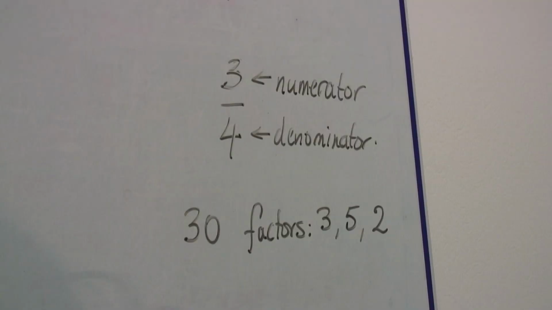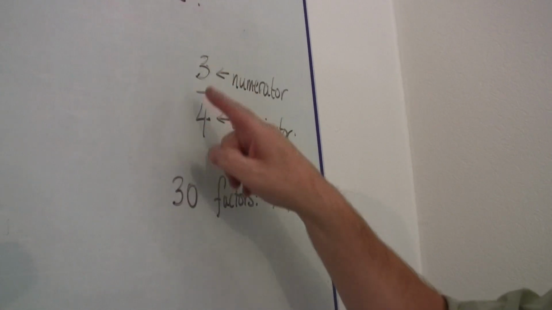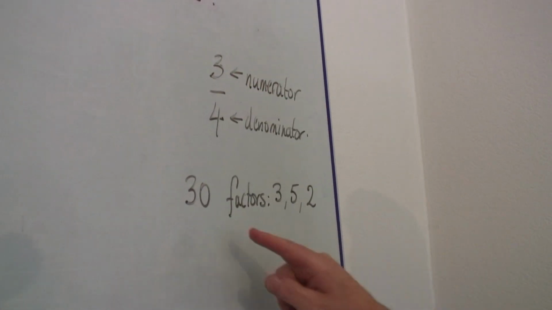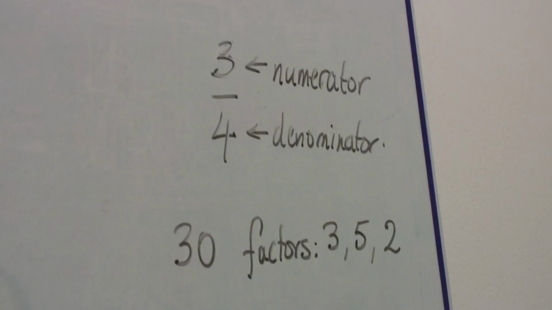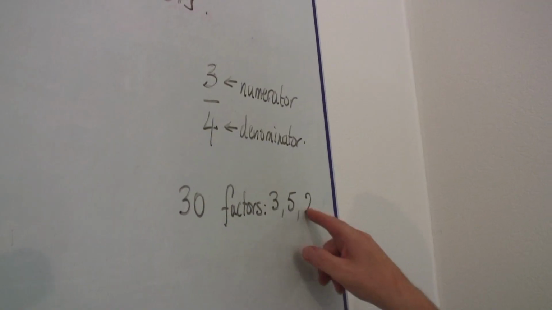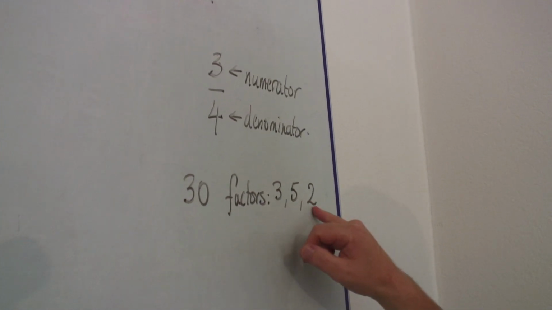First of all, the numerator is the top part of a fraction. The denominator is the bottom part of the fraction, the one that's divided into the top part. And we also need to know what factors are, because factors are numbers which multiplied together give you another number. So 3 times 5 is 15, times 2 is 30. So the factors of 30 are 3, 5 and 2.